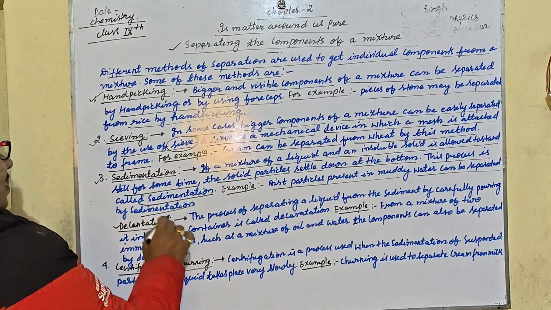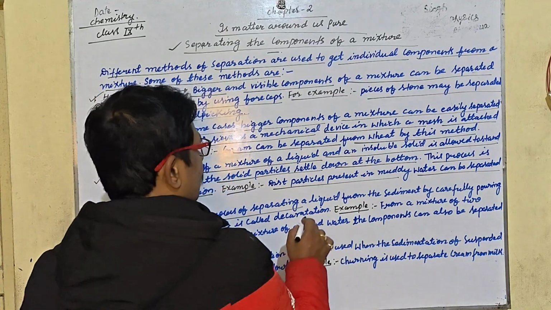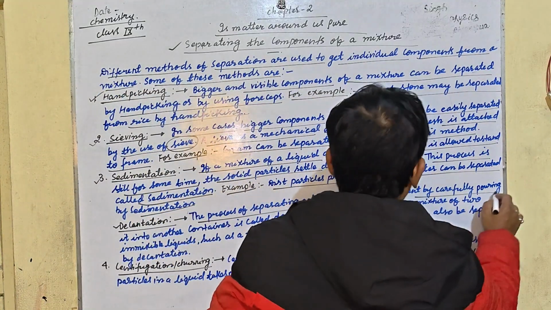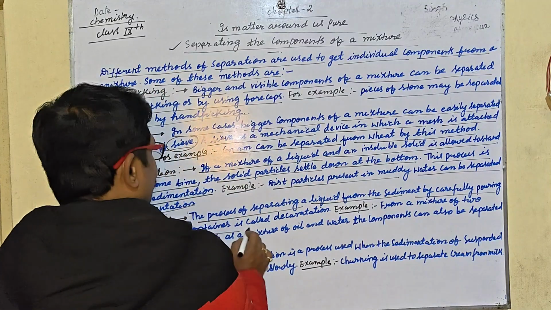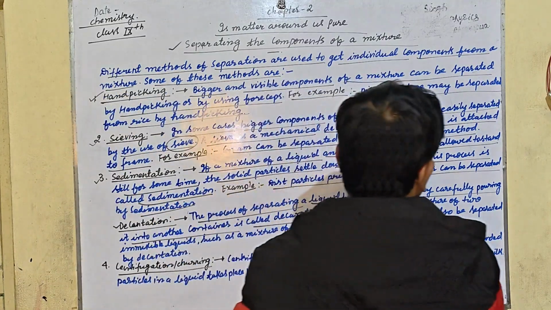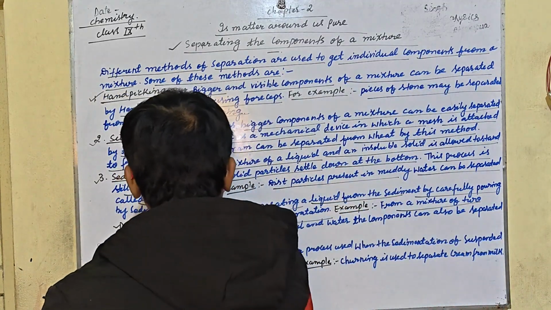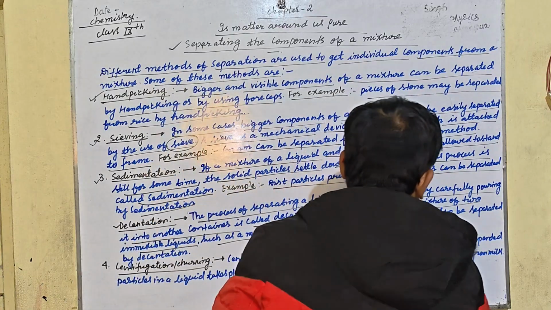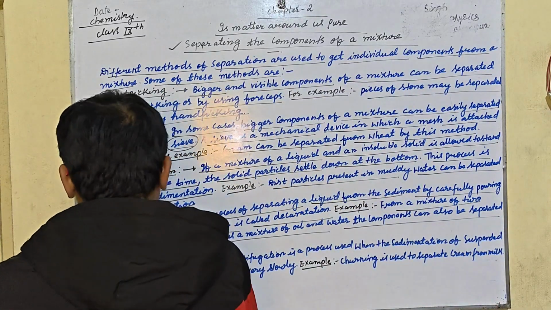The next topic is decantation. The process of separating a liquid from the sediment by carefully pouring it into another container is called decantation. For example, from a mixture of two immiscible liquids, such as a mixture of oil and water, the components can also be separated by decantation.